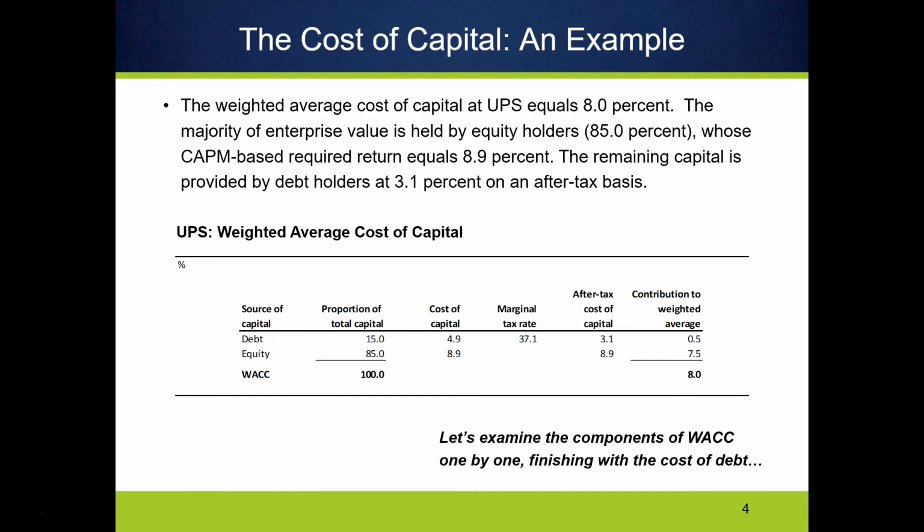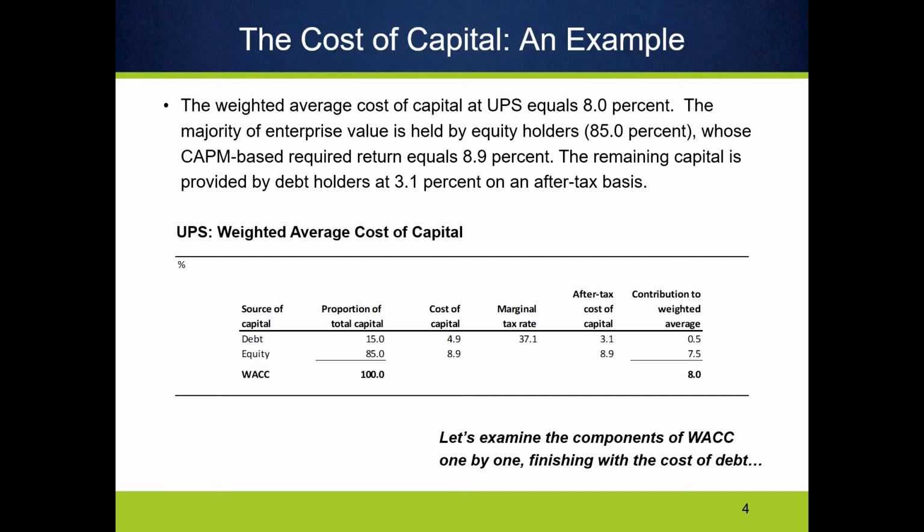So we can look at this calculated example for UPS. Again, this is the same one we've been looking at the whole time. We can see that UPS had a cost of capital of 8%. That's their weighted average cost of capital. Of that, 15% of their capital structure comes from debt. 85% of their capital structure comes from equity.